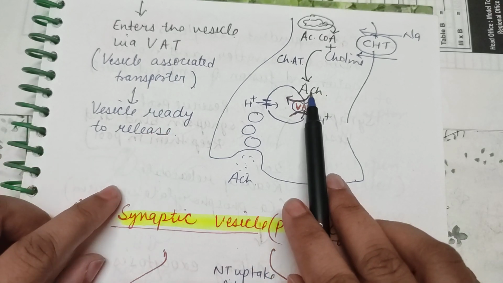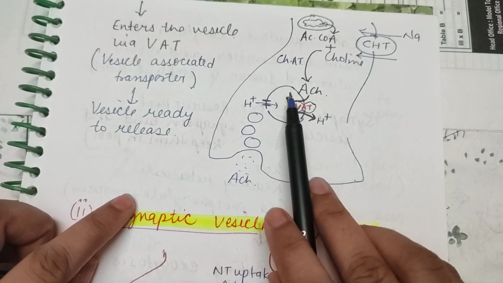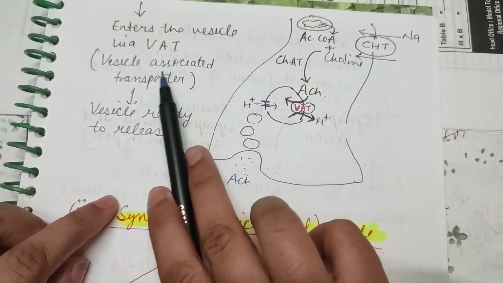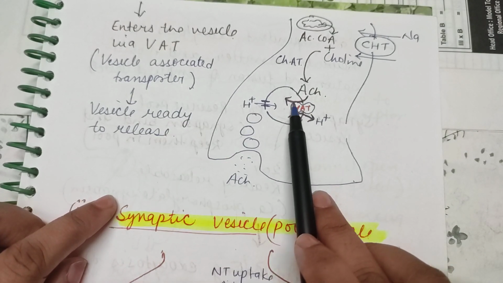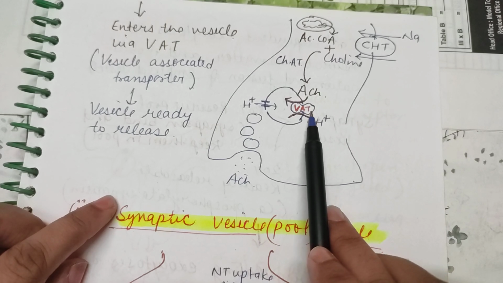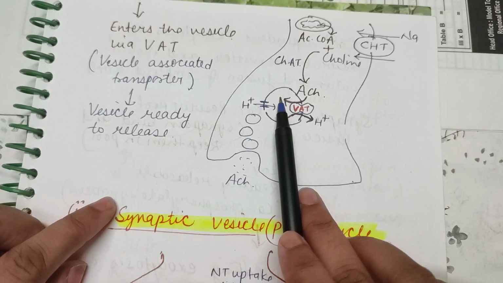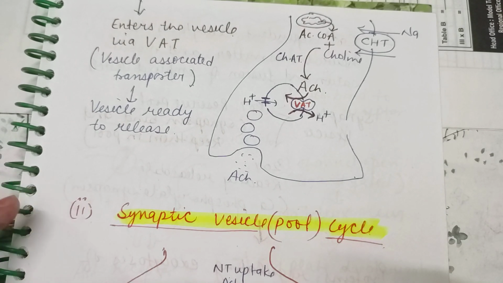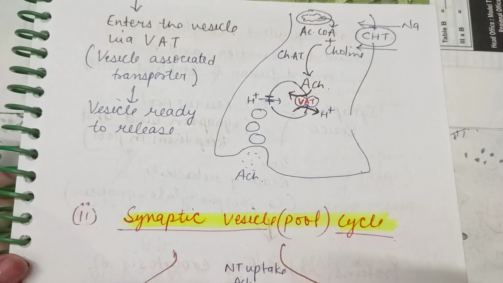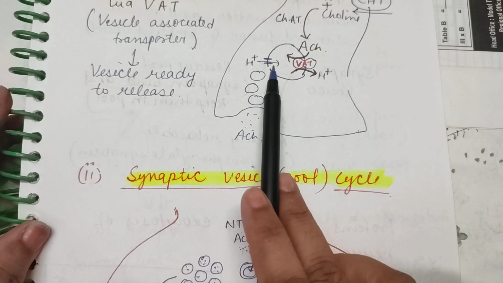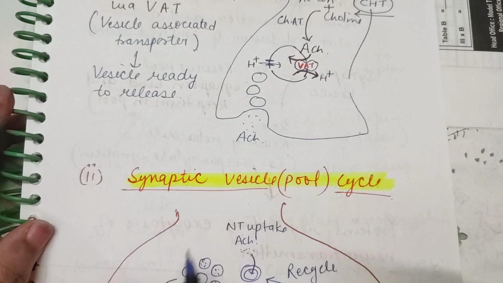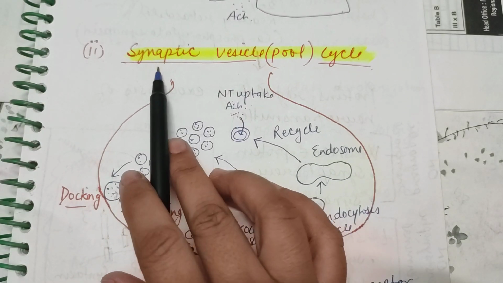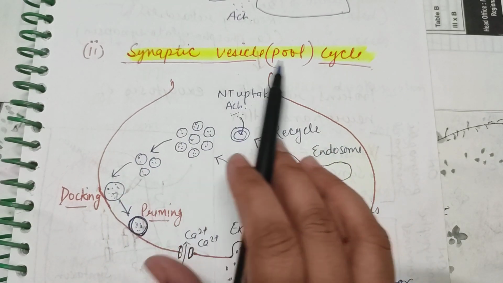Now this acetylcholine is to be packed into a vesicle. Here VAT helps, which is the vesicle associated transporter. With the help of VAT, this acetylcholine enters the vesicle and is packed here. That's how vesicles are packed with neurotransmitter. Then the next question is how these vesicles come in contact with the membrane and release acetylcholine. That comes under the synaptic vesicle pool or vesicle cycle.